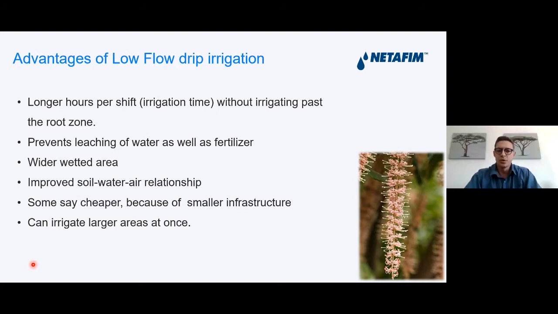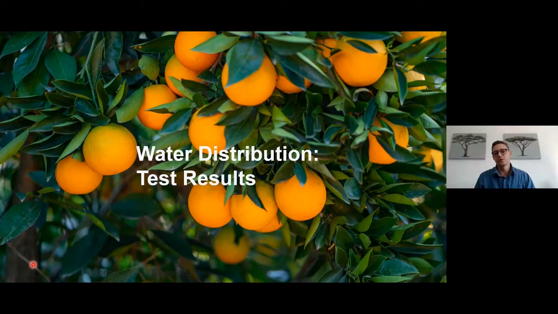So now we get to the water distribution test results. First of all, at this stage, I would like to say, why is this important? For us, this is really important to test your specific soil on your specific farm in your specific climate. No two farms are the same when it comes to the water distribution below the soil surface.